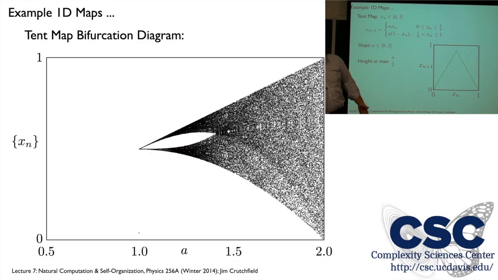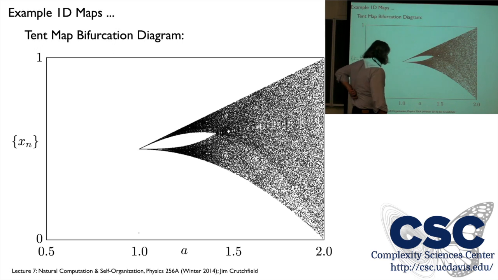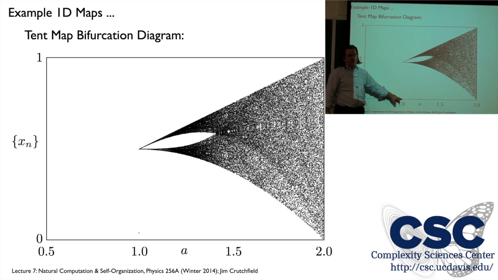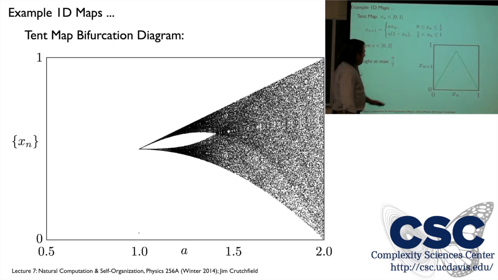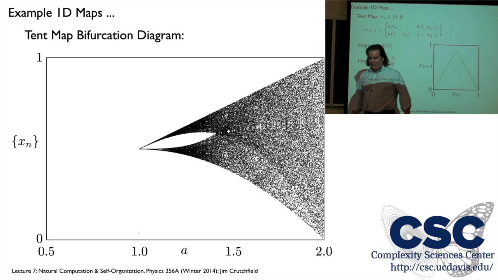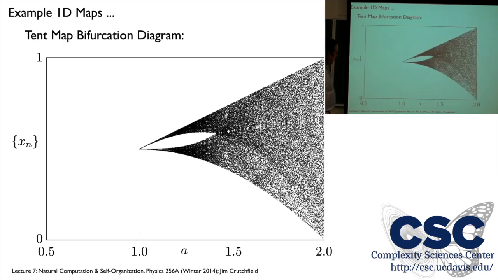And we can also look at a bifurcation diagram for that. So here is A going from a half up to A equal 2, where it goes all the way to the top of the interval. There's nothing much interesting going on when A is less than 1, because the map is always below the identity for A less than 1. A over 2 is the height, so it doesn't get above a half. And then something interesting and bizarre happens at A equal 1.